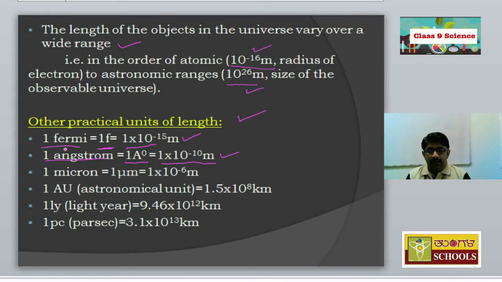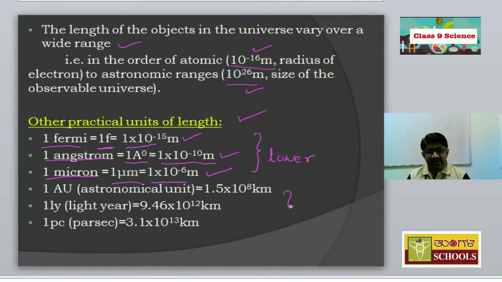Okay. Next one, 1 micron. 1 micron means 1 micrometer. 1 micrometer is taken as 1 micron, which is equal to 1 into 10 to the power minus 6 meter. So 1 micron is equal to this much value. So these are all of the scales of lower standards.